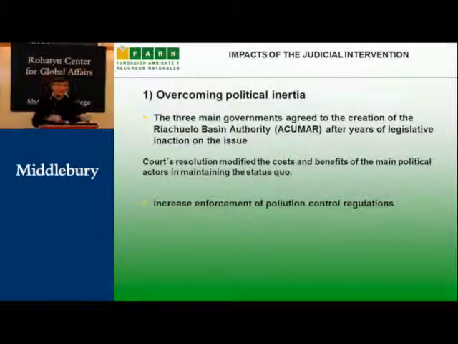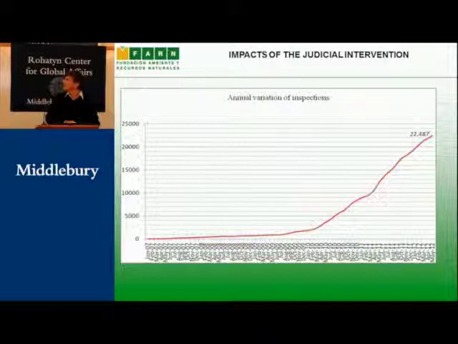The other interesting point is that overcoming the political inaction and moving the political agenda didn't mean that the court's resolution was going to be implemented in the end. So the court always has to be involved to control and monitor that the government is actually implementing the pollution control regulation. I want to give you this figure.